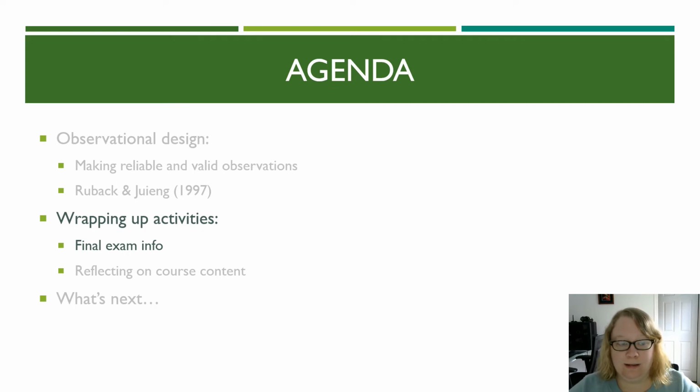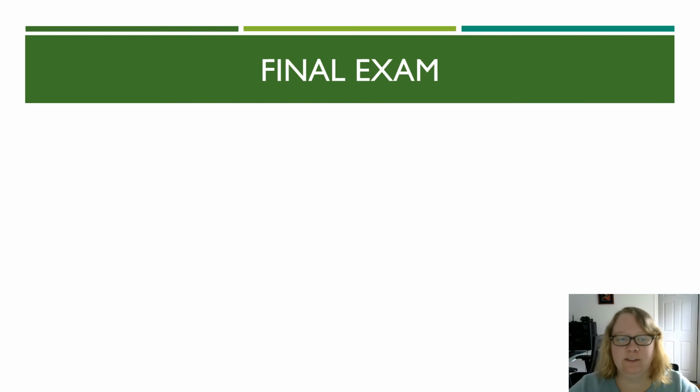All right, so that was our pretty quick coverage of observational design. It's pretty quick because we've actually talked about observation before in the class, like in the variable measurement chapter. So this is just kind of going a little more into depth than we've talked about previously. But we will take the last little bit of time today to do some wrapping up activities. So first I want to talk to you about the final exam, and then I want to talk to you about reflecting on course content. So first off, the final exam.